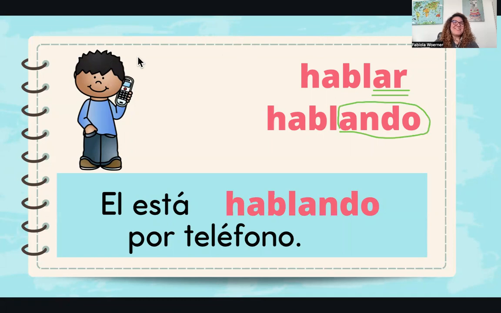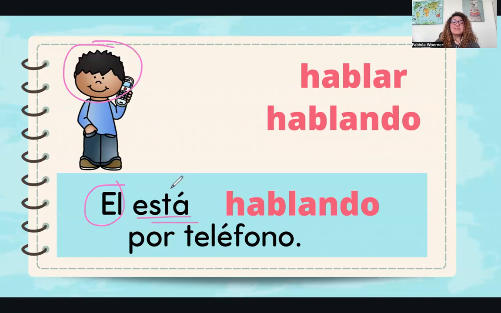All right, look at the picture here. ¿Qué ves? ¿Qué means what? Ves means see. What do you see? That's right. He's talking on the phone, right? So we have our subject, which is él. And then our verb is matching the fact that we have the third person singular. So, él está hablando por teléfono.